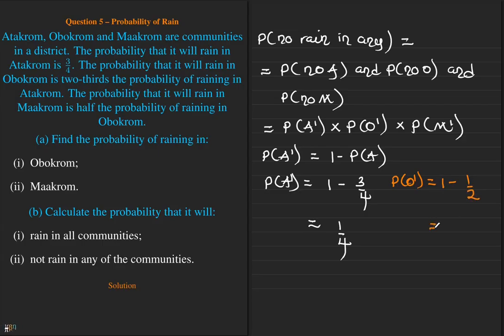So that is going to be 1 minus 1 over 2, which is also a 1 over 2. That is a 50% chance. Then the last one, probability that M is not going to occur. It will be 1 minus probability that it occurs, and the probability that it occurs was 1 over 4. Evaluating this gives us a 3 over 4. So we have the probabilities that all these events are not going to occur.